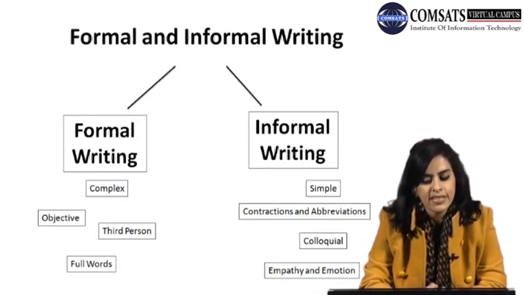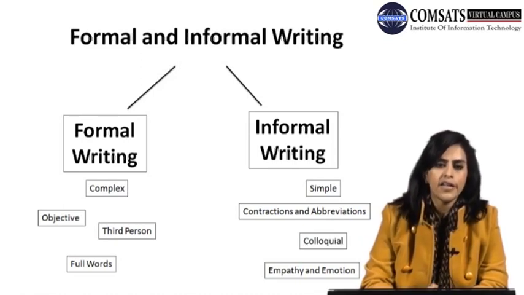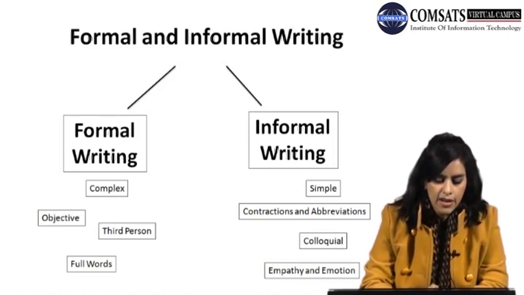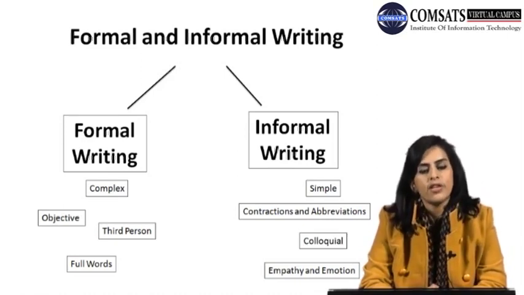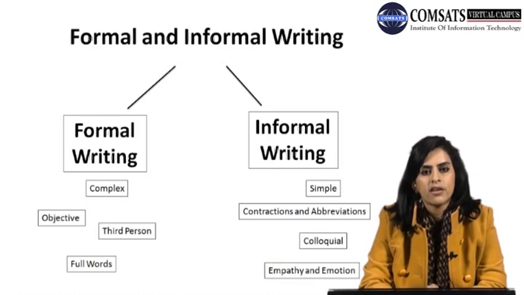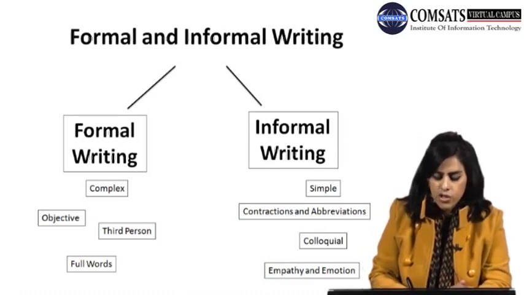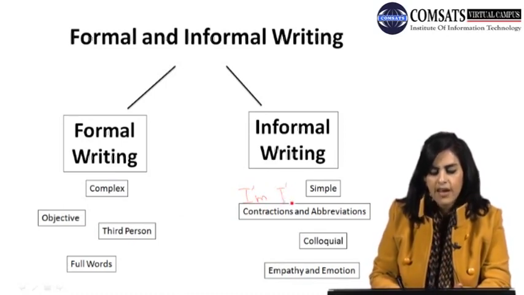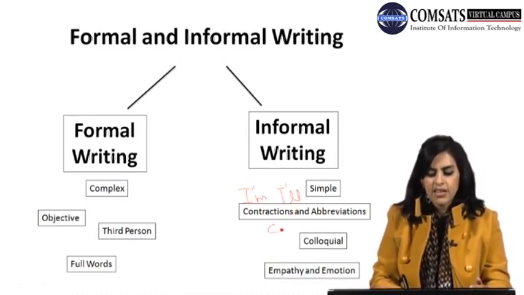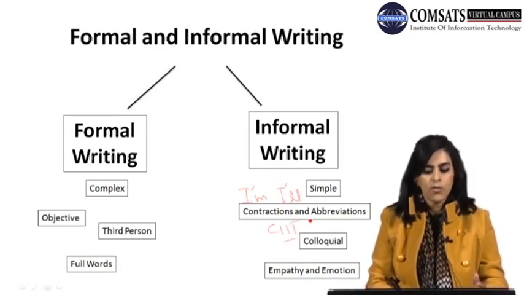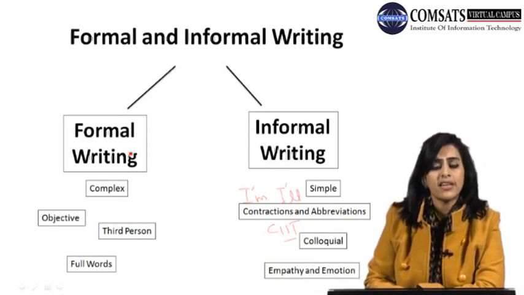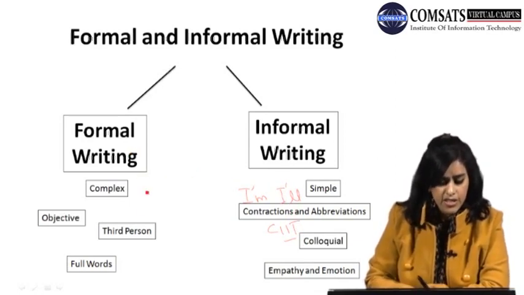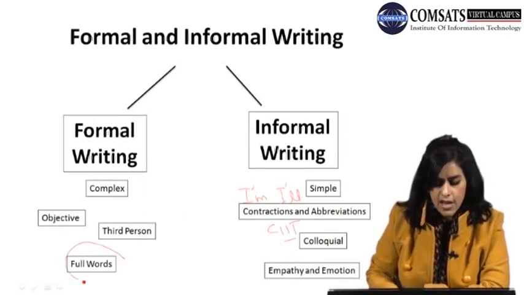There are short sentences in informal writing, whereas longer and more complex sentences can be found in formal writing. Contractions and abbreviations can be used freely in informal writing, like I am, I'll do, and stuff like that, and these kinds of abbreviations can be there while we are talking about informal writing. However, formal writing is focused and avoids these contractions. Instead it uses the full words.